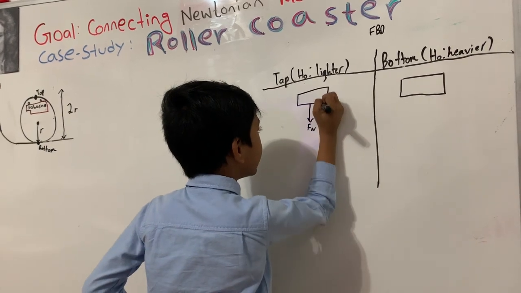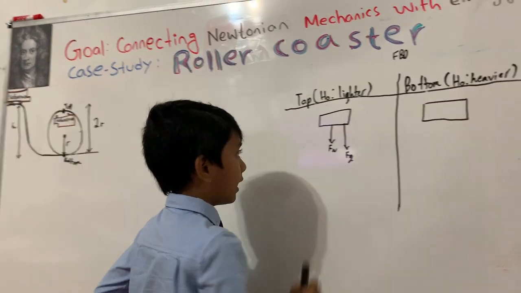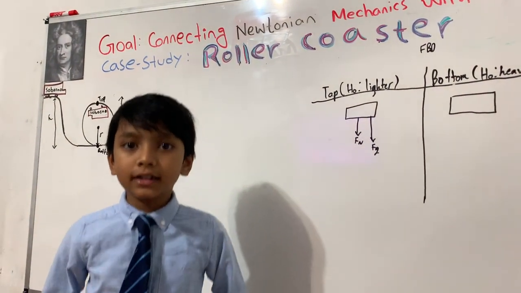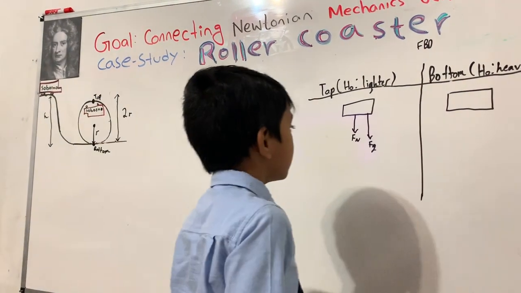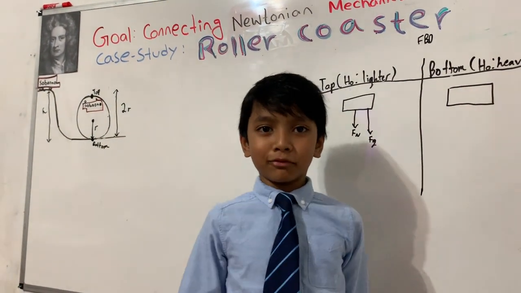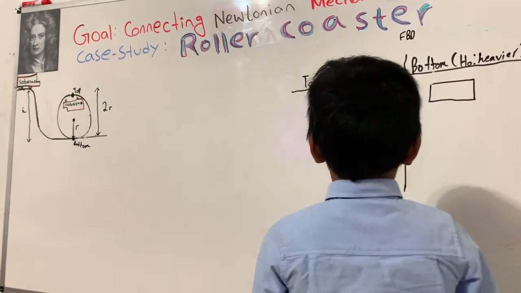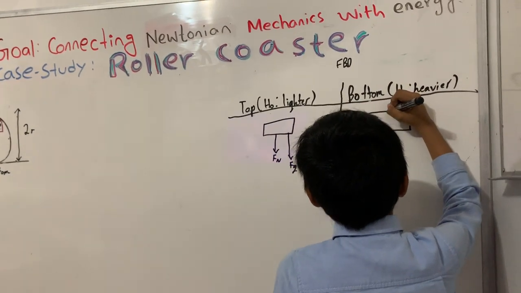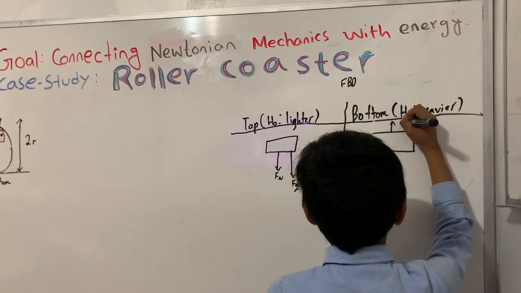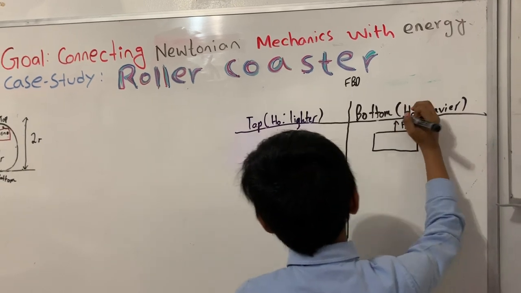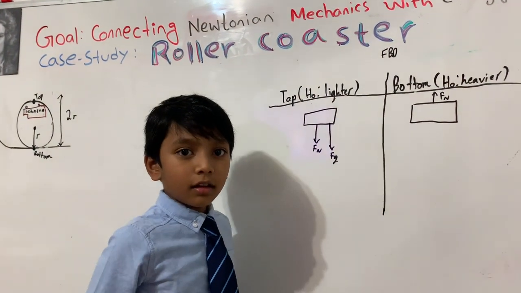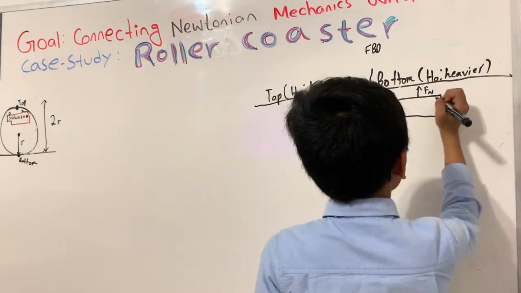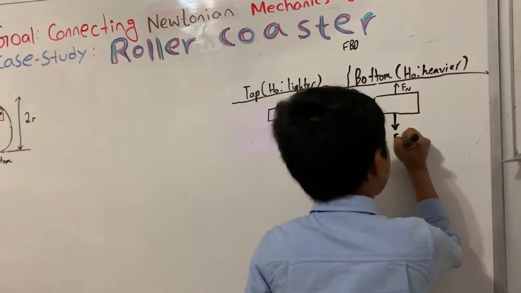So this is FN and this is FG. FN is pushing you in the direction opposite to where you want to sit in the seat. So obviously you don't break the rules. Now at the bottom you want to sit down, but the roller coaster is pushing you up. And at the top, you want to go up, but the normal force is trying to push you down. But the force of gravity always pushes you down.